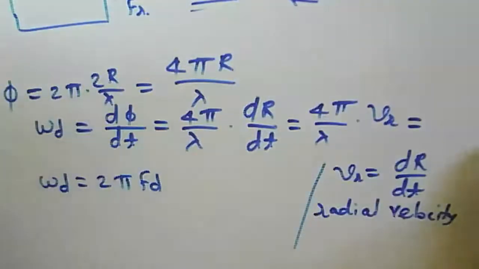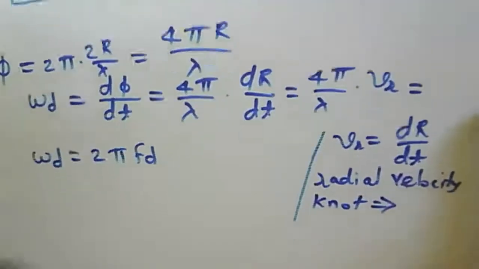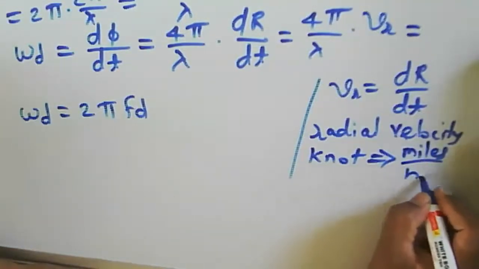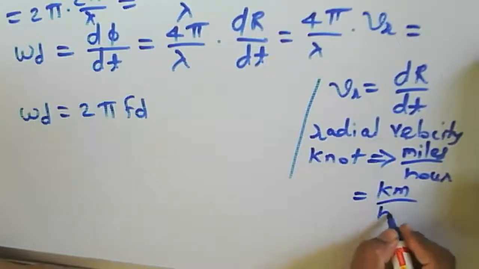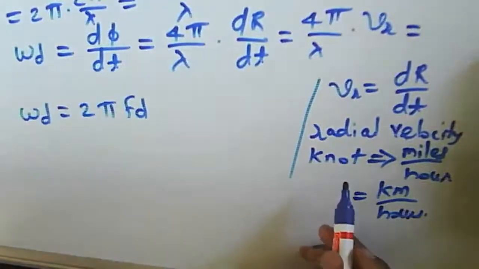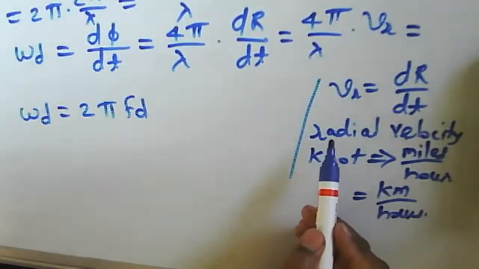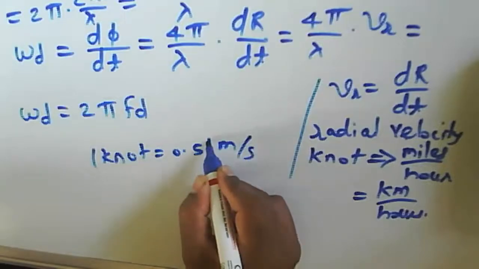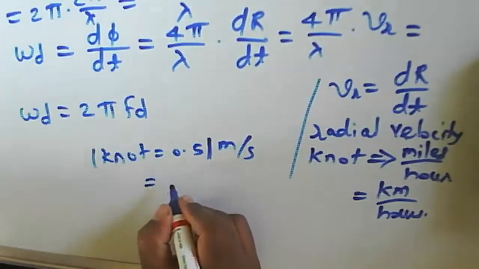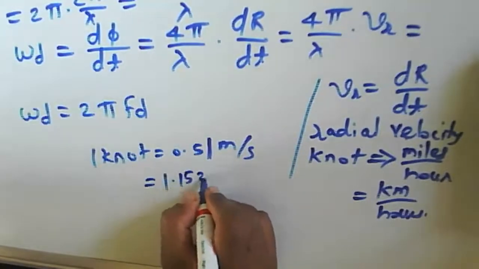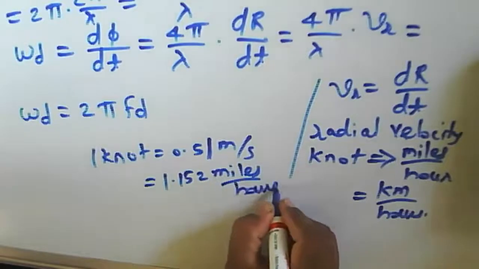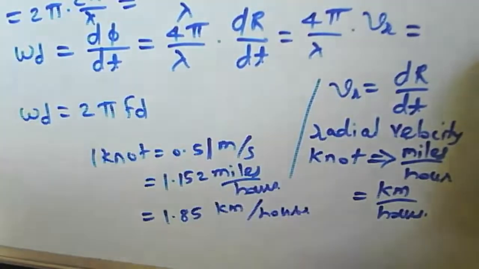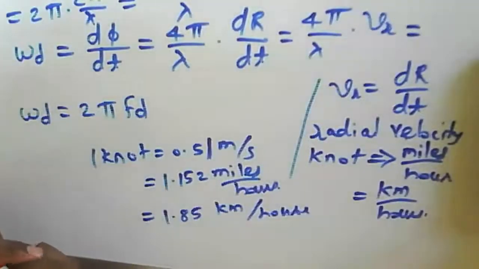So knot is our standard, K-N-O-T. It will be defined in terms of knots. So meters per second, we define knots, and that can also be defined as miles per hour or kilometers per hour. So what will be one knot? One knot, in terms of meters per second, is about 0.51 meters per second. In terms of miles per hour, it is 1.152 miles per hour, and in terms of kilometers, 1.85 kilometers per hour. So in this way we can define a radial velocity in terms of a knot.